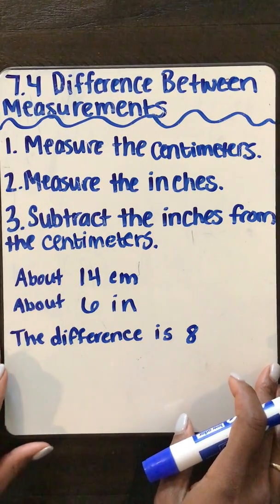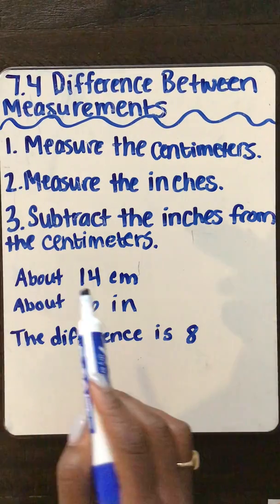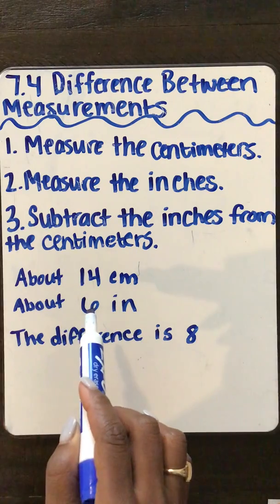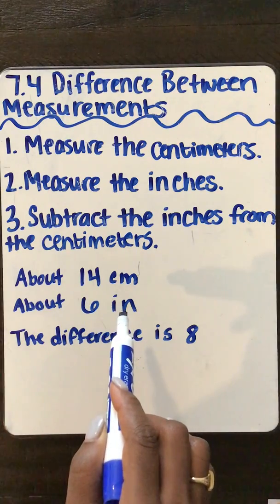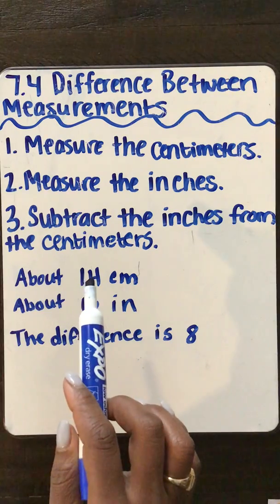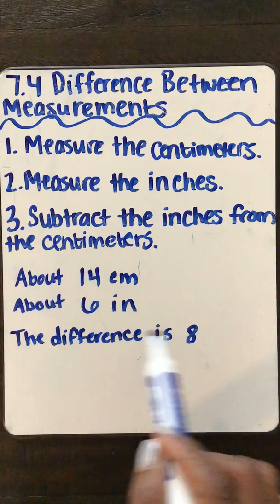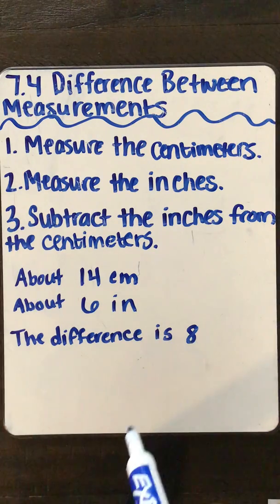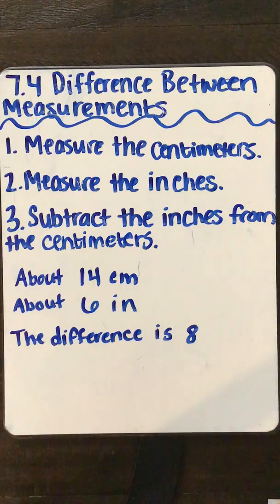So the difference is 8 because in centimeters, it measures 14 centimeters. In inches, it measures 6 inches. But if I subtract 6 from 14, I get 8. So the difference between the inches and centimeters is 8. The difference is what? 8. Very good. Let's try another one.